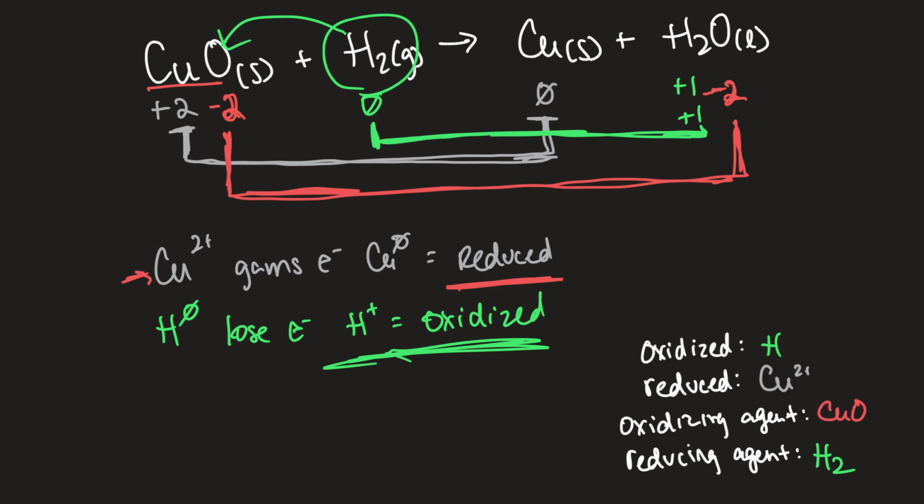I know it kind of sounds weird, but it's flip-flopped. If the substance gets reduced, it's the oxidizing agent. If the substance gets oxidized, it's the reducing agent. So you just have to think about it backwards that way.